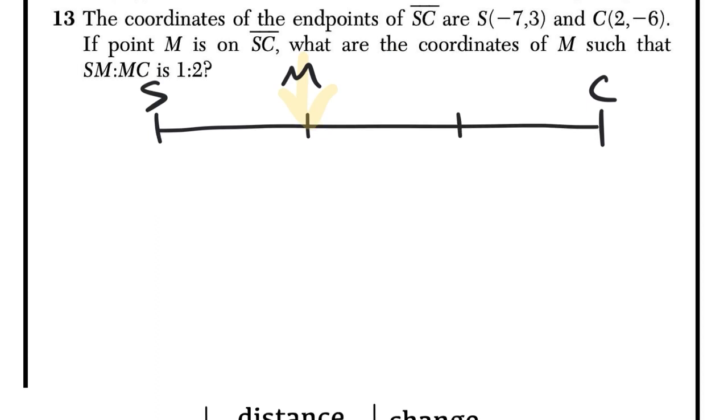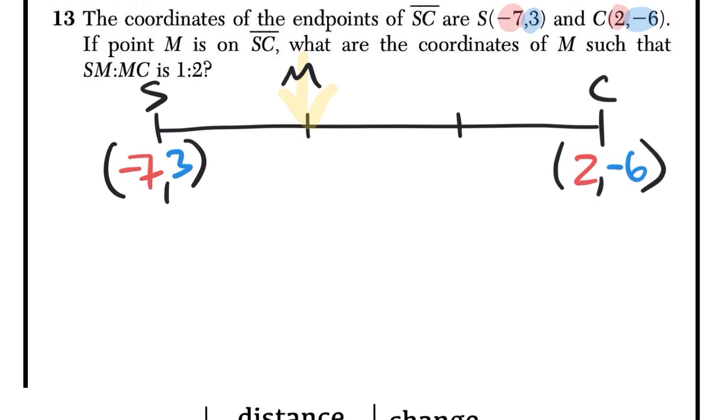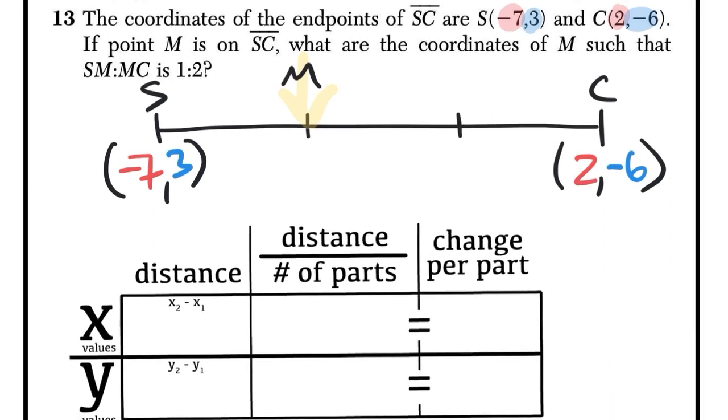Great. And here's what I know. I know that we've got some X values, right? We've got -7 and 2, and so I'm going to include that right here. -7 and 2, and then we've got these Y values. We've got 3 and -6. And so let's include that as well. Okay, and just looking at it, I can see that the X values are increasing and the Y values are decreasing. And you know what we're going to do? We're going to need to figure out how much the X values and the Y values are changing each time per part. And so let's do that right now.